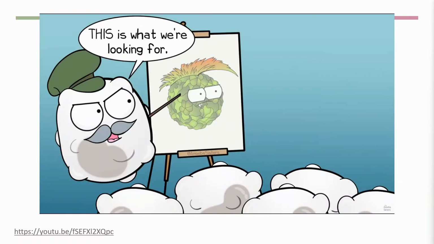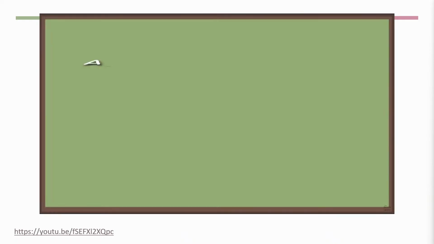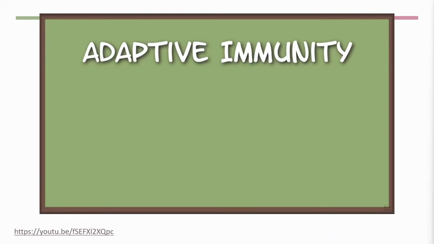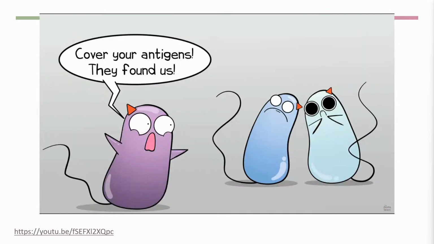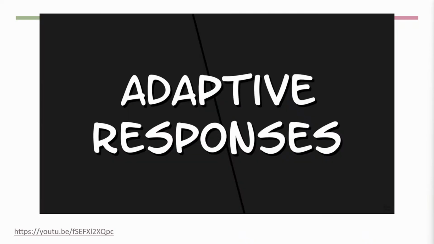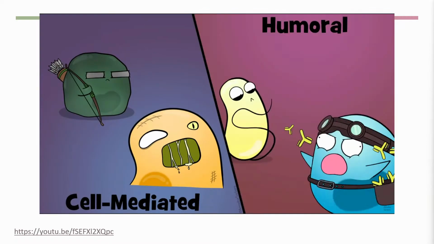Okay, so we mentioned, what if we need a more targeted response? We're moving into something known as adaptive immunity. Sounds fancy. This is a specific response to an antigen. An antigen is something the body recognizes as non-self, and in this case, it is something that would be a part of the pathogen. This adaptive response is going to be the third line of defense, as the first and second line of defense may not have been enough to control the pathogen. We're going to focus on the basics of two adaptive responses, cell-mediated and humoral.